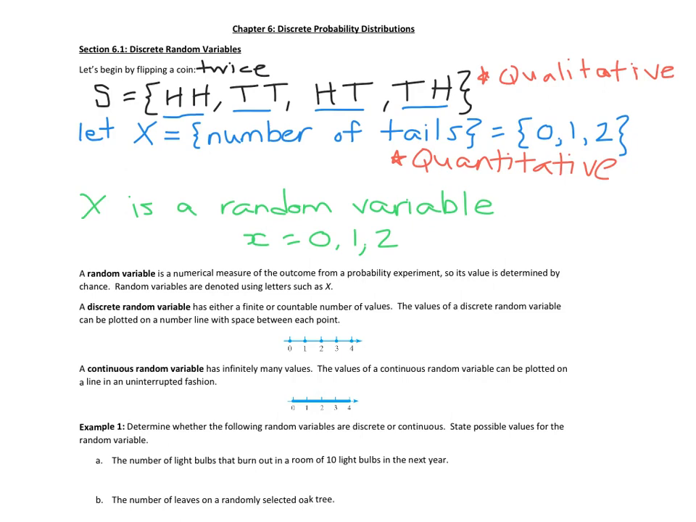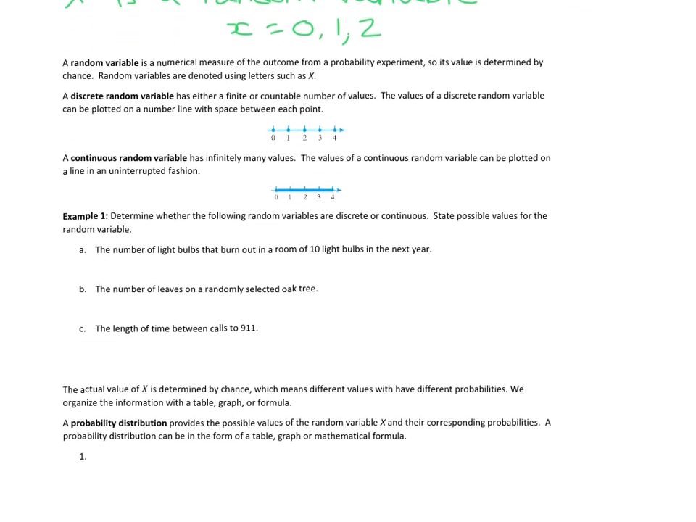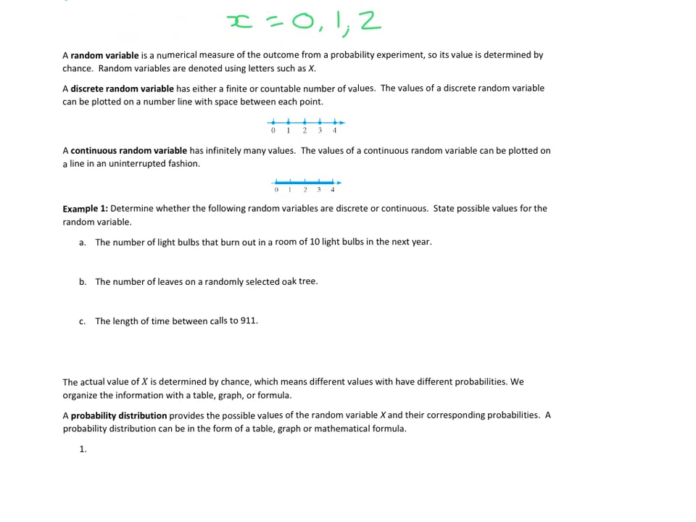A random variable is a numerical measure of the outcome from a probability experiment. So its value is determined by chance. All right, so it's from a probability experiment, like flipping a coin. So the value of the random variable is determined by chance. And we use letters such as capital X.